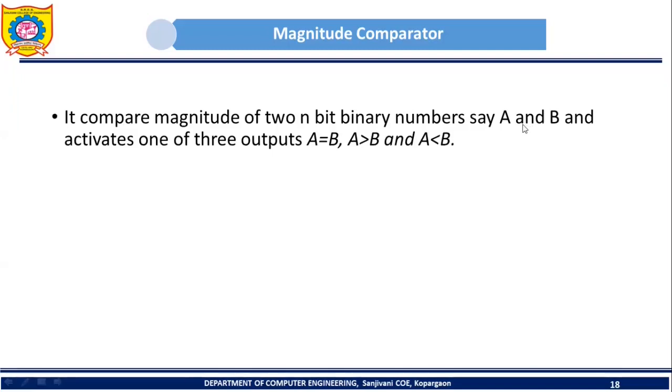Whenever we compare any two numbers, there are three possibilities. Either both numbers will be equal, or the first number is less than the second number, or the first number is greater than the second number. So that's why a magnitude comparator has three outputs. Each output will correspond to one of these three cases. If we have two numbers A and B, then either A is equal to B, or A is greater than B, or A is less than B.